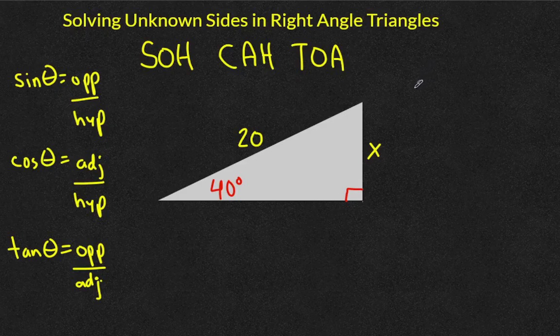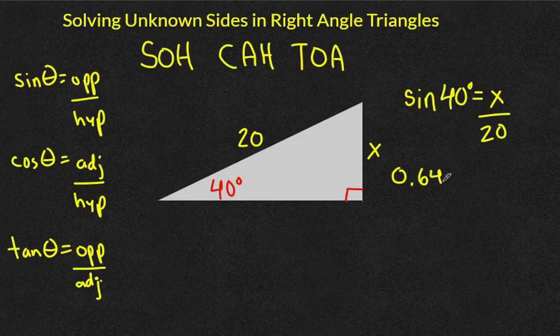So we can write our equation. Sine, we know what theta is. It's 40 degrees. This is going to equal our opposite side, x, over our hypotenuse, 20. We can go ahead and put sine 40 right into the calculator. Make sure you're in degree mode. Oh, so many people get stuck in radians, and that's not good for you. We can go ahead and put that in, and you get 0.6428 equals x over 20.